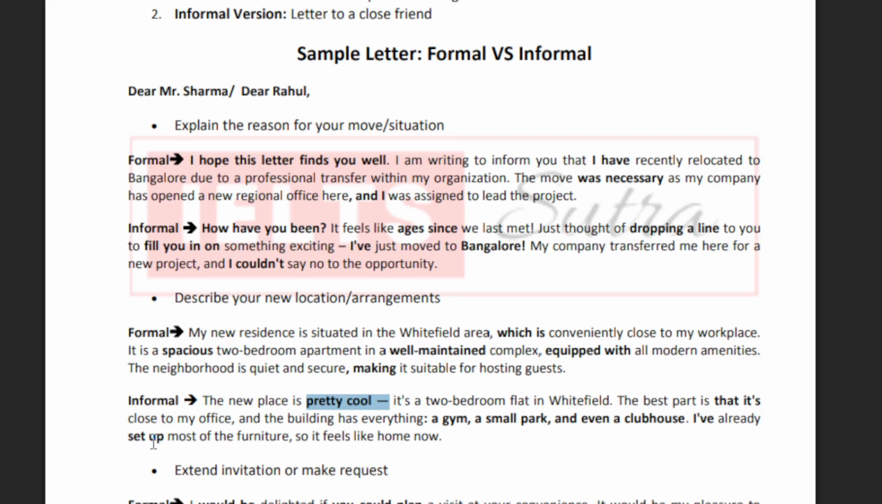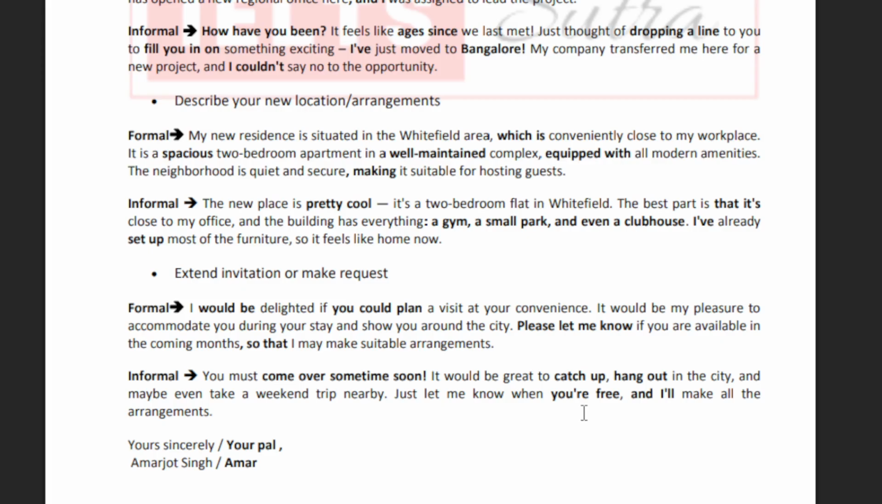So you can see that here we are using phrasal verbs like set up, pretty cool, and we are using the listing here, right? And we are using contractions here. Basically, we are trying to be more friendly. We are crossing the line of formality. We are trying to be more close to the person, right? Then in the third part, as you can see, extend invitation or make the request.